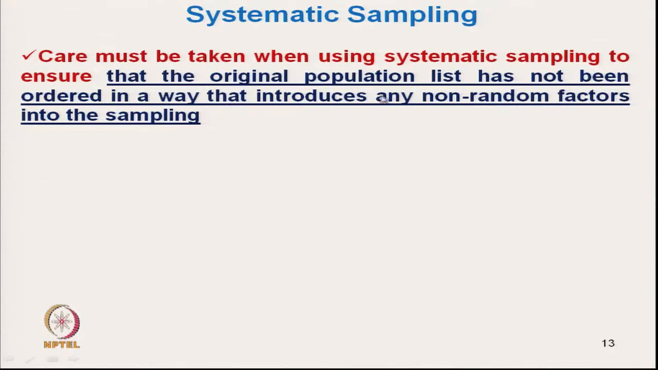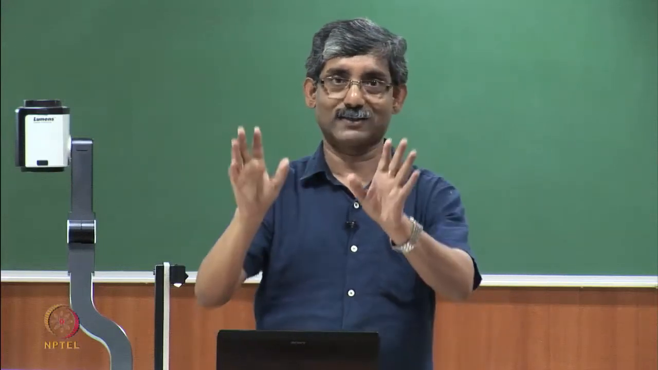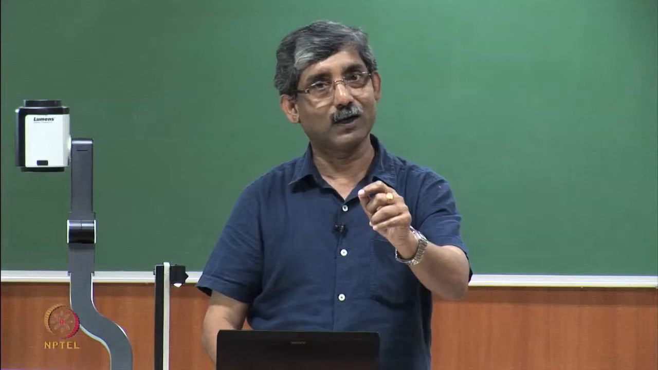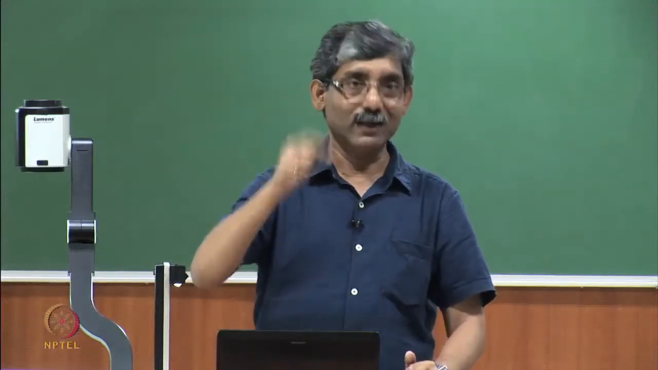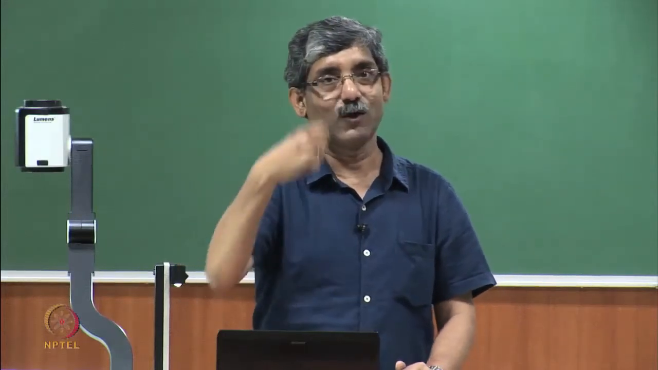Care must be taken when using systematic sampling to ensure that the original population list has not been ordered in any way, which can introduce non-randomness. So, the original population has to be totally random, with no bias. A similar example can be given here: a bobbin of 1000 spindles. So, every 6th, 16th, 26th bobbin he can take.